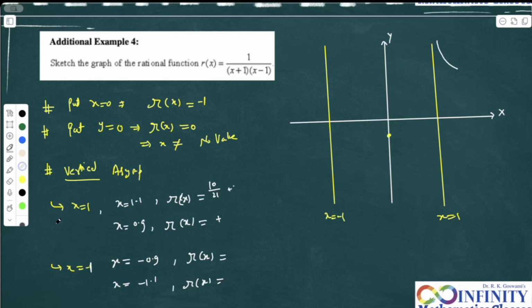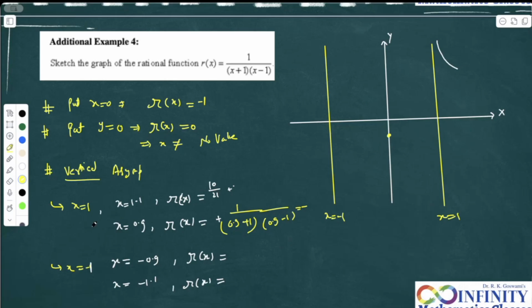Give me a second. How are all the values going to be negative? This is a little bit strange actually. It should not be the case. Should I check the values? Sure, yeah. Suppose 0.9 is there, so it is going to be 1 upon (0.9 plus 1) multiplied by (0.9 minus 1). Certainly this value is negative there. Can you please check? Okay, one value is positive.